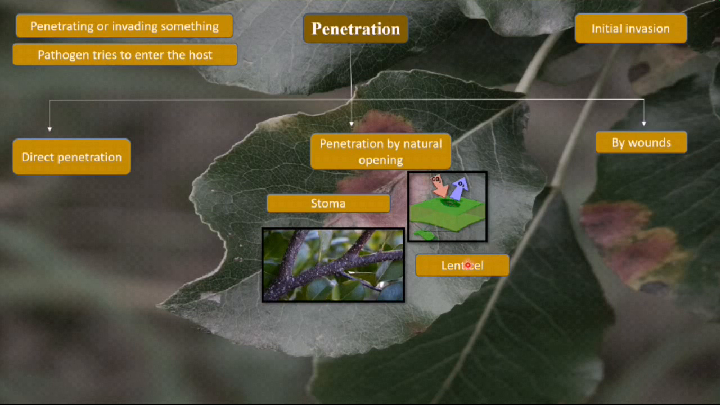Second is lenticel. These lenticels are raised pores, as you can see in the figure. These are present in woody plant, and it allows for gaseous exchange between the atmosphere and the internal tissues, right? So lenticel is also an opening.